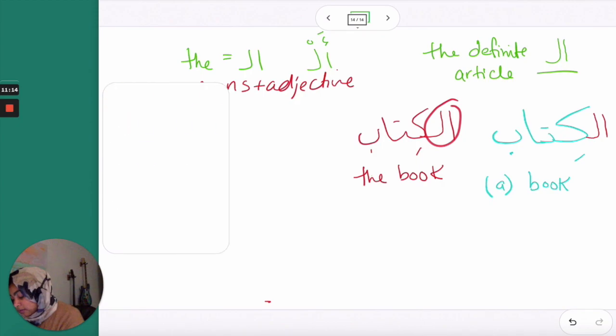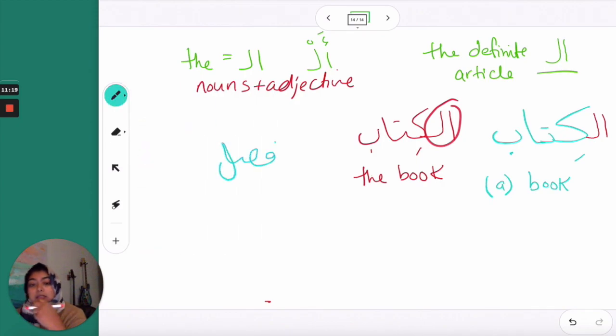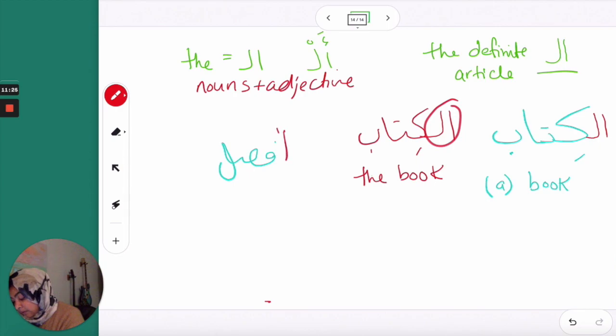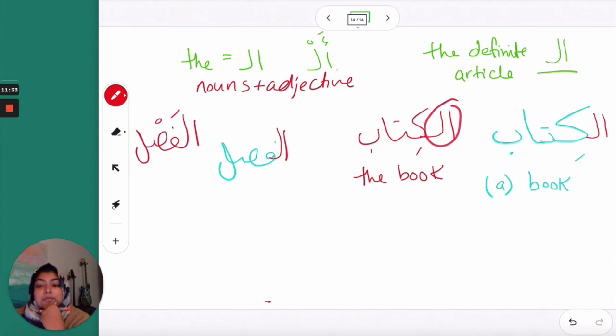So we did fasl, meaning class or season. So how would I say the class or the season? Simply with alif lam, al-fasl. Maybe write it like this, al-fasl. So you don't have to write any harakat or any markings on the alif lam because it will be pronounced al.